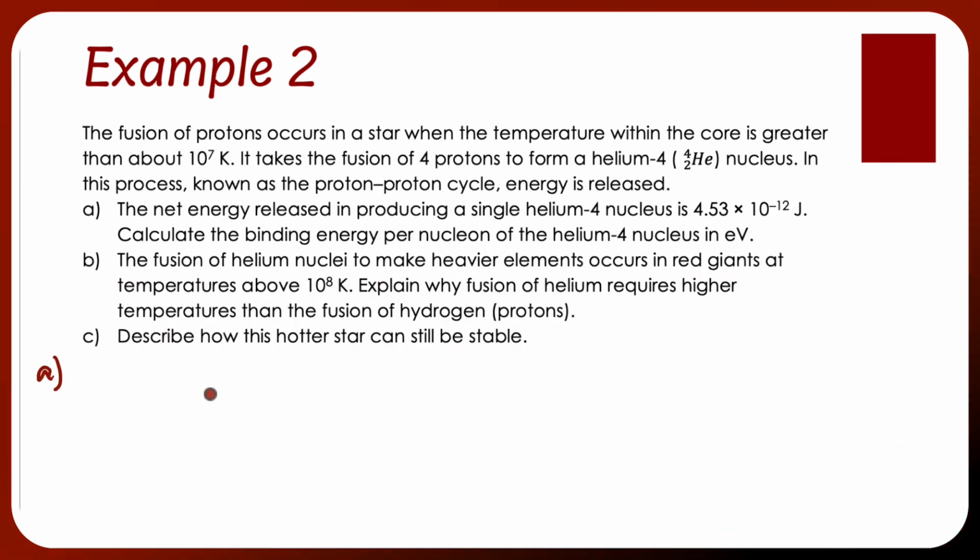Okay, example number 2. We have these protons in a star where the temperature is greater than about 10 to the power 7 Kelvin. It takes the fusion of 4 protons to form that helium nucleus, and this is known as the proton-proton cycle. The net energy released in a single helium nucleus is a very small number. Calculate the binding energy per nucleon of the helium-4 nucleus in electron volts.